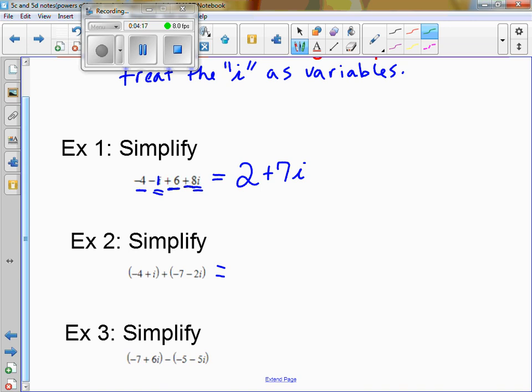You do -4 plus -7, -11. And you do +i, which is +1i, plus -2i. So +i plus -2i is a -i. So -11 minus i. You always write the real number first, and then the imaginary number, which together make the complex number.